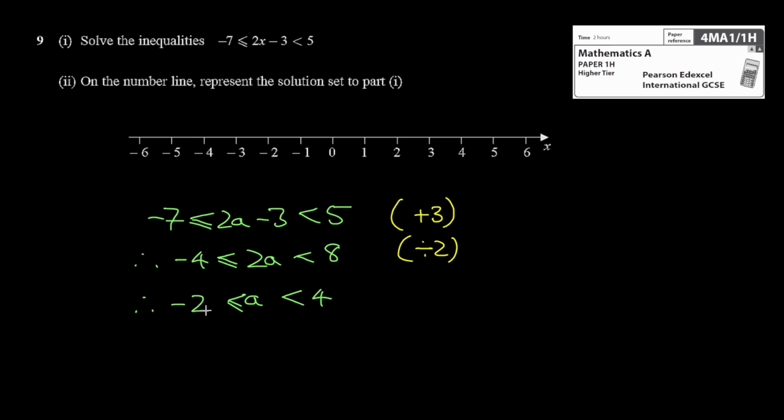So a can be -2, so this can be a filled-in circle. A can get very close to 4, but it can't be 4, so this has to be a circle with a hole in it. We can put the line between, and that will be your answer.